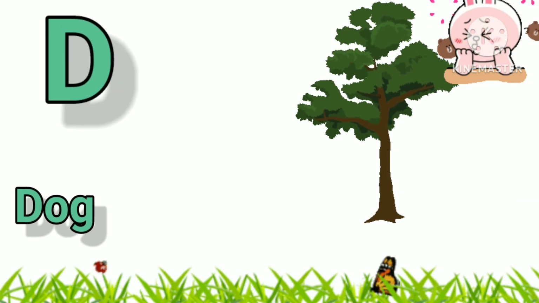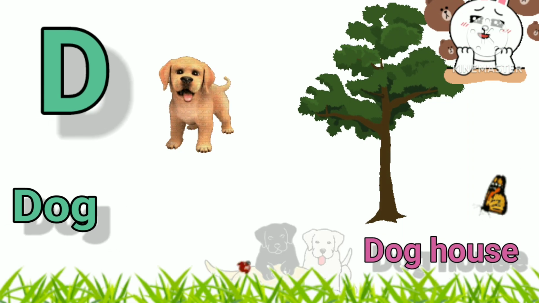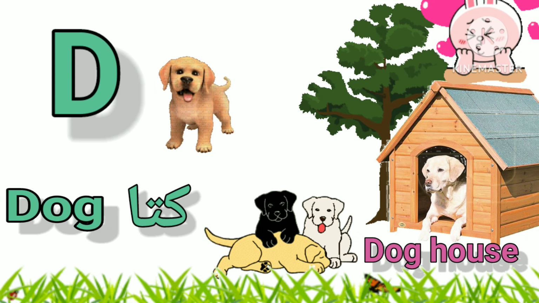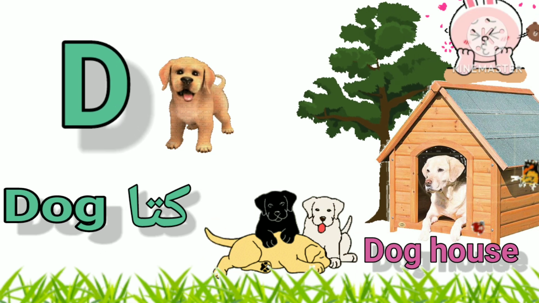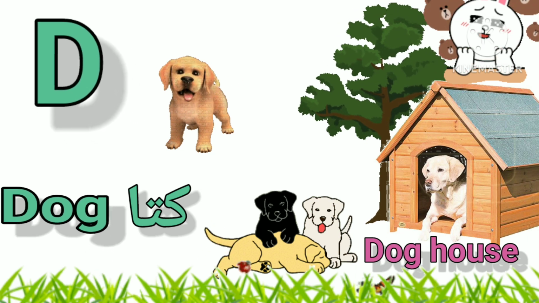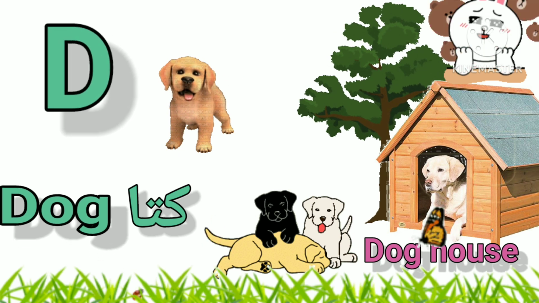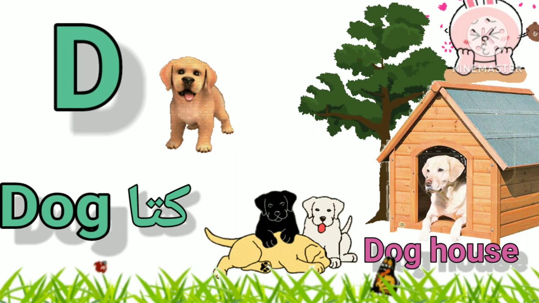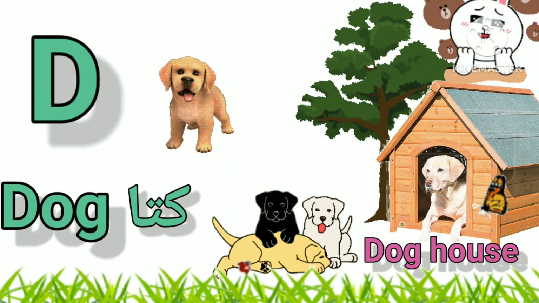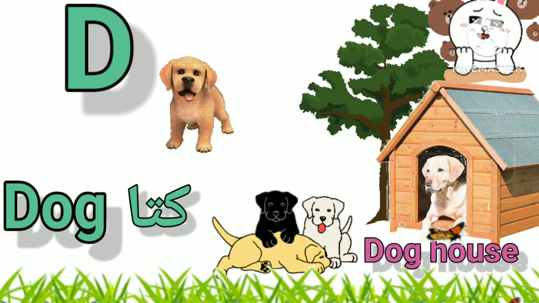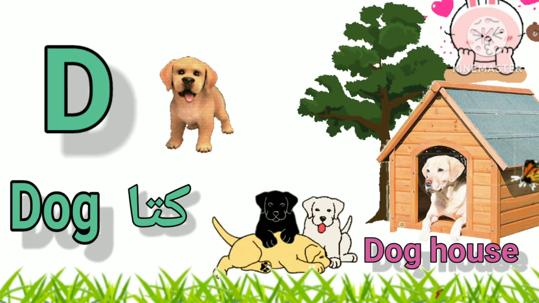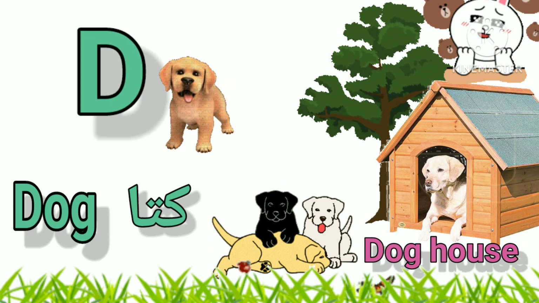Our next lesson. D. D is for dog. D-O-G, dog. Dog means kutta. Here is a dog house, a beautiful dog house. D is for dog.